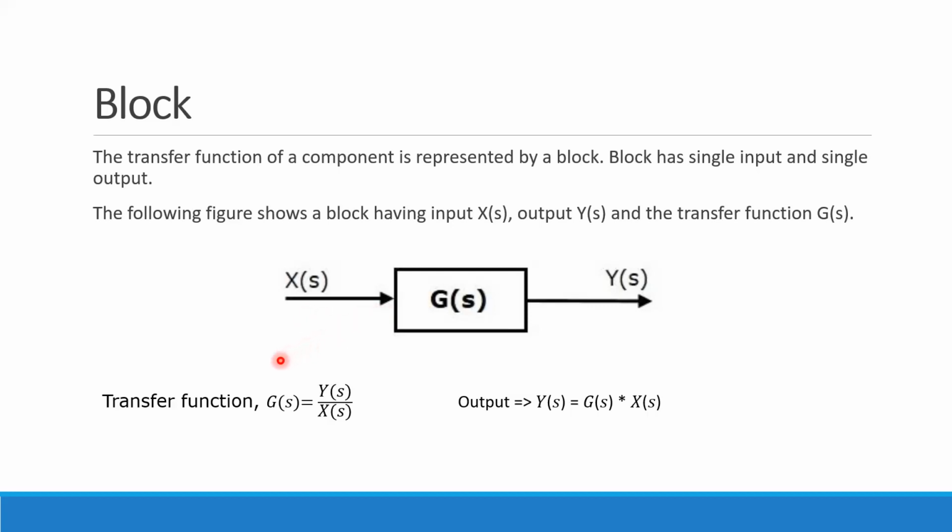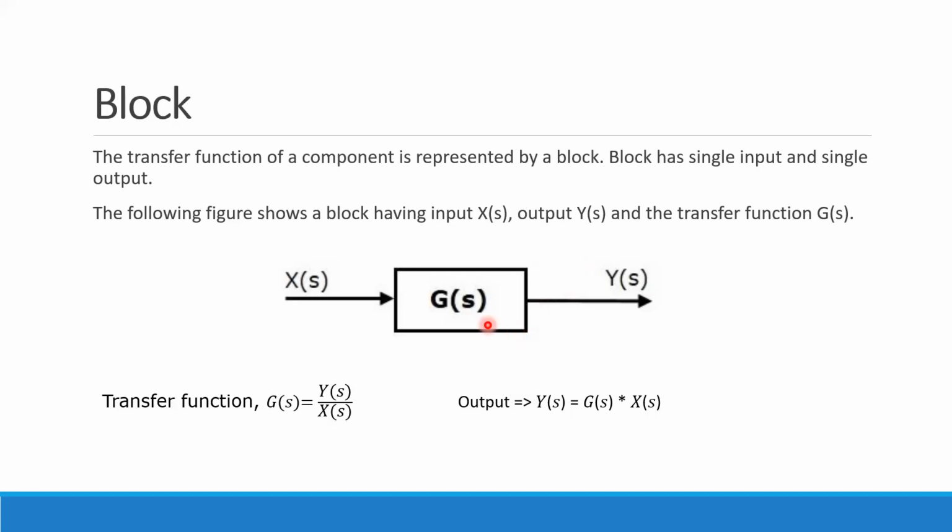The formula of transfer function that we have studied says that it is the ratio of the Laplace transform of output to the Laplace transform of input, which is represented by G of S. So this single block will give us G of S. When we use this formula of G of S, we can calculate the expected output from this component.